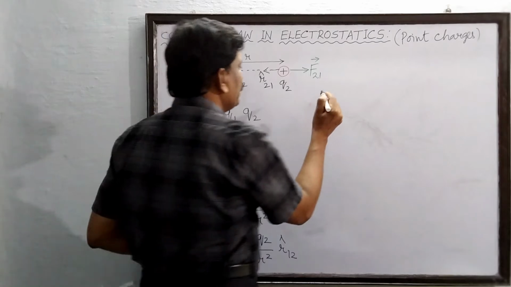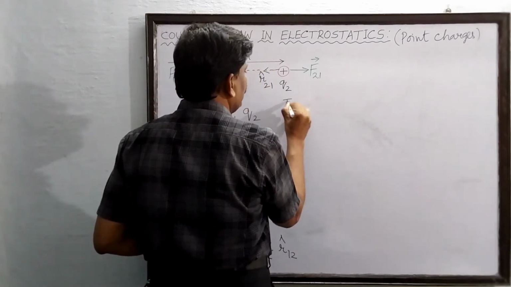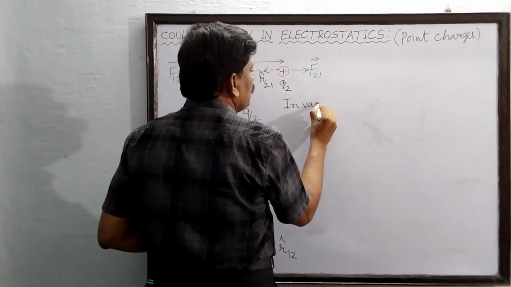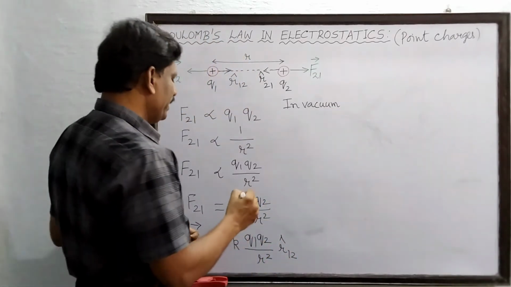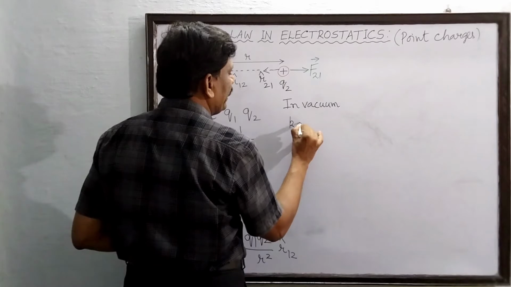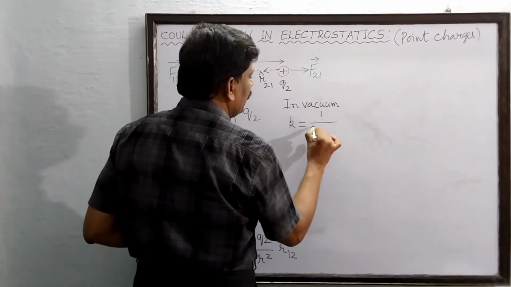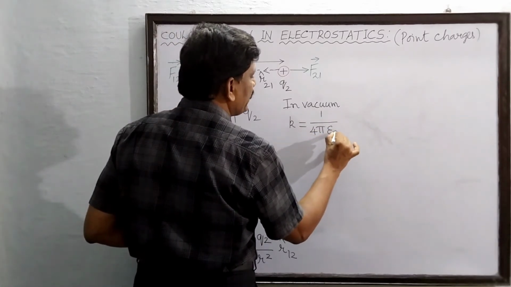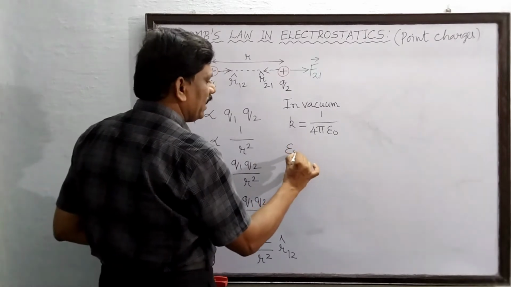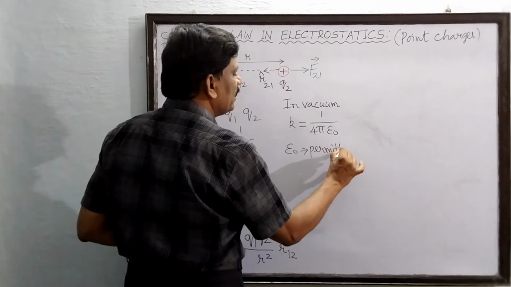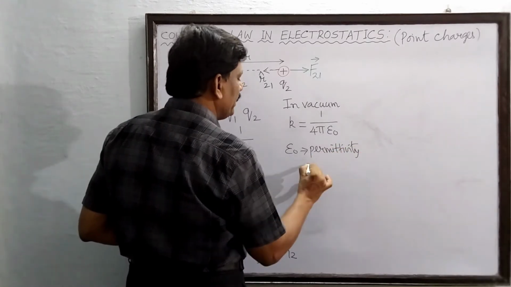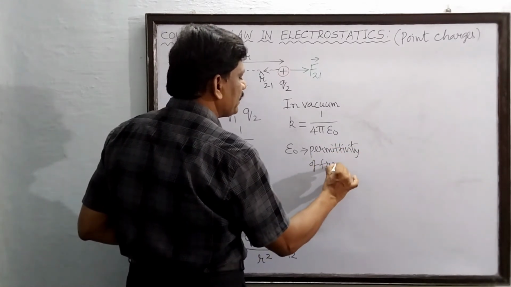Okay. So here the value of K in vacuum or free space is found to be 1 by 4 pi epsilon naught, where epsilon naught is called the permittivity of free space. So this is called the permittivity of free space.